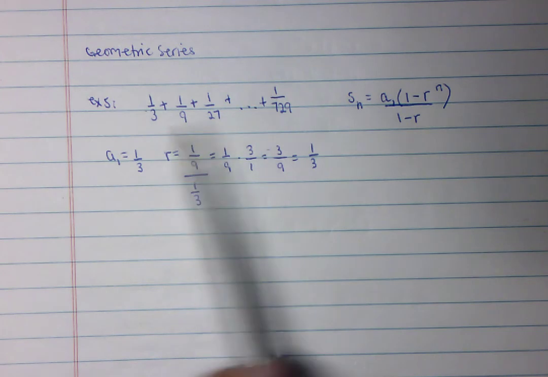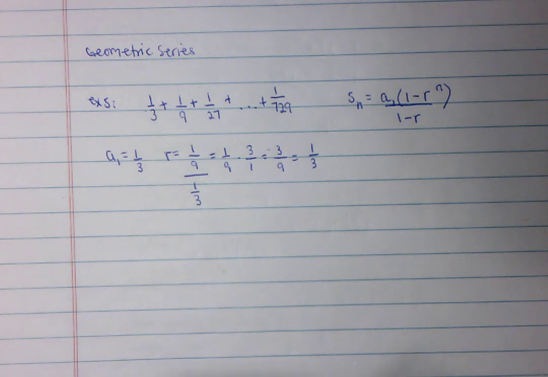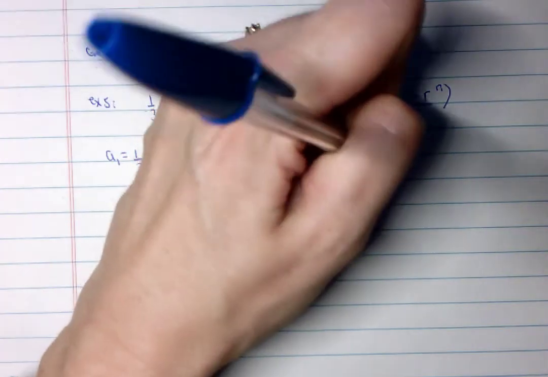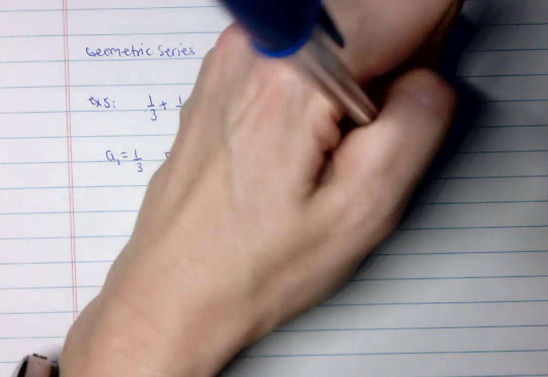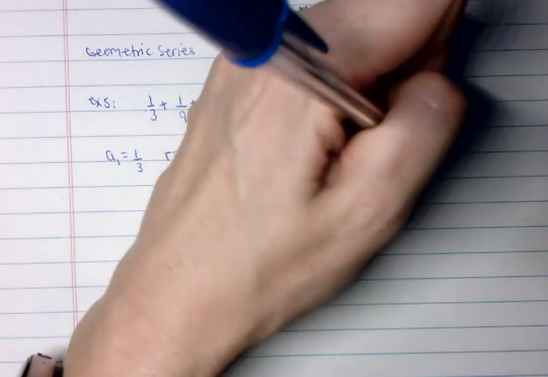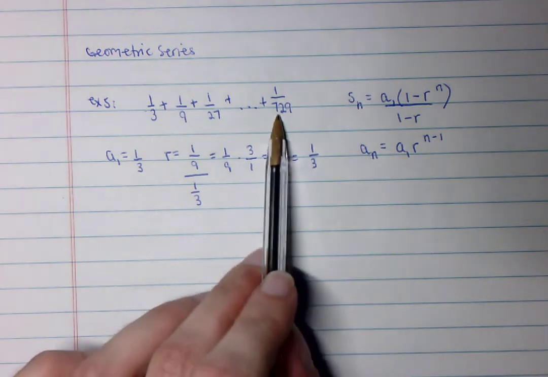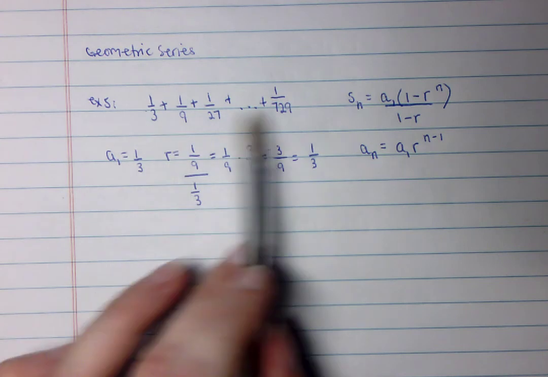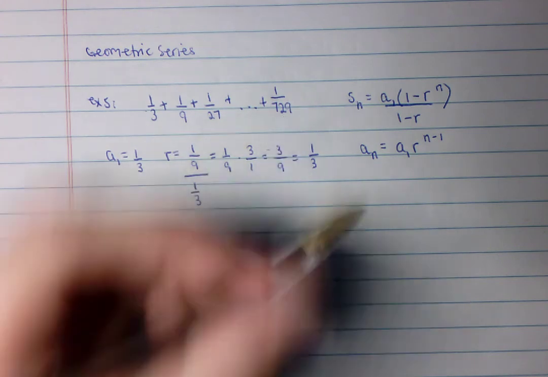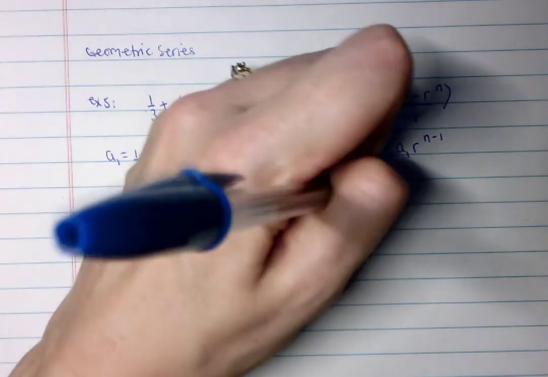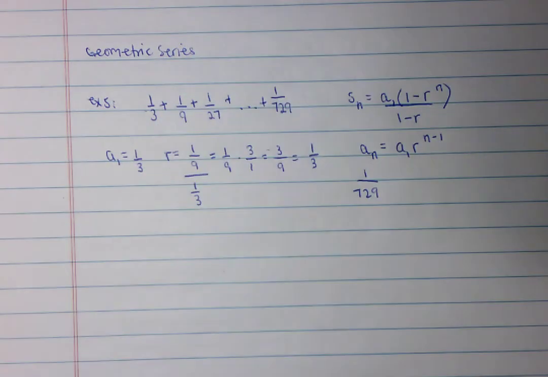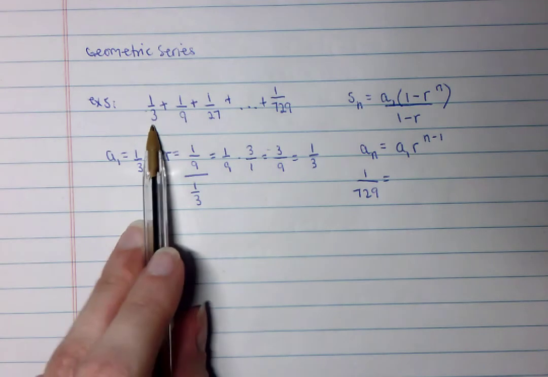Right here, you can't really see the number of terms. So what we're going to do is use our previous formula that we had on the previous video, part 1, that a sub n equals a sub 1 times r to the n minus 1. We're using that formula to help us find the number of terms. For the a sub n, we're going to use the last term. We want to know how many terms we have, so let's use the last term. So that's 1 over 729. That's the last term. Equals, the first term is 1/3.